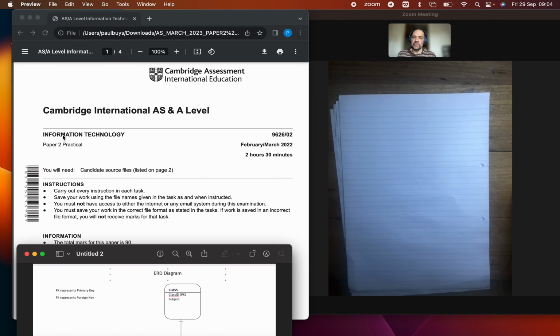So we do it. Information technology, paper 2, practical, February March 2022. We're doing the first question. You need the source files for this paper, but that's not relevant for this first question. So I'm going to start here with the first question.